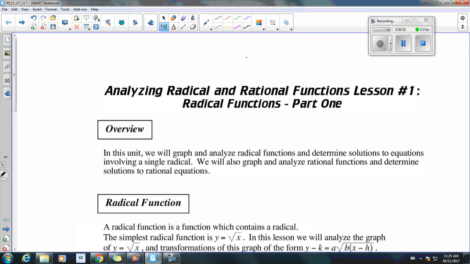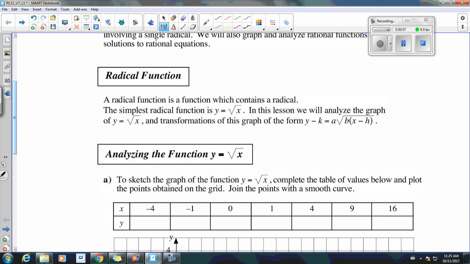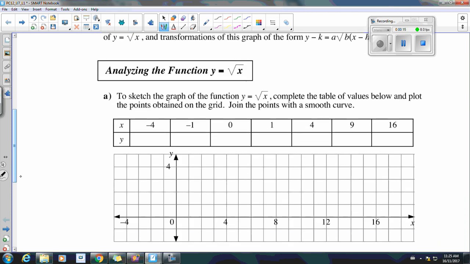Okay, here we have radicals, lesson 1. So when we look at radical functions, a radical function is a function which contains a radical. The simplest one is y equals the square root of x. And then we look at transformations of this. So this is really a review of unit 1 here. So analyze the function, the square root of x.